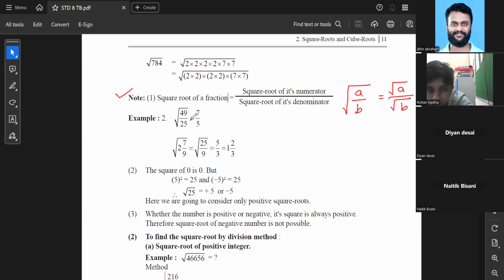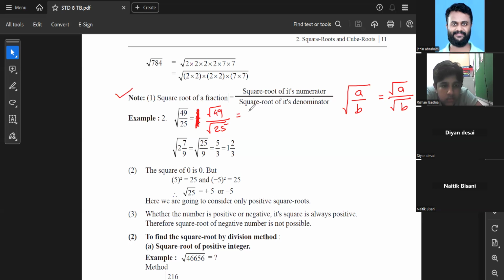Over here, we are just going through an example. What will be the root of 49 upon 25? How to find it? It's very simple. Let me say I don't know the answer. First of all, I'll break the square root as square root of 49 upon square root of 25.